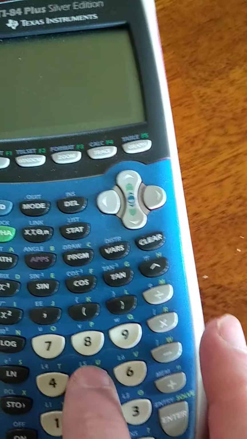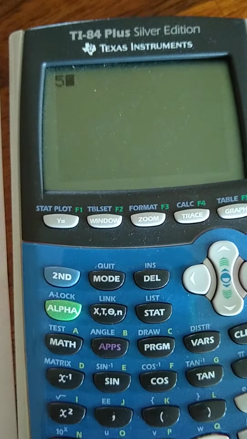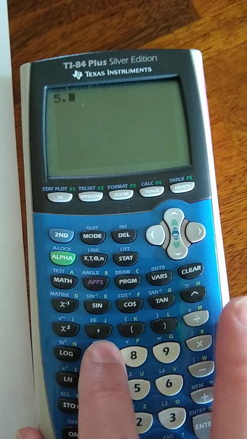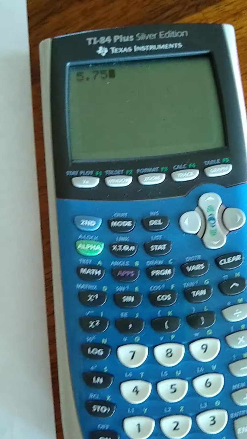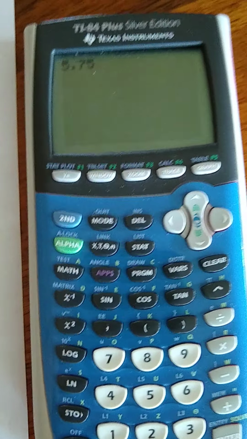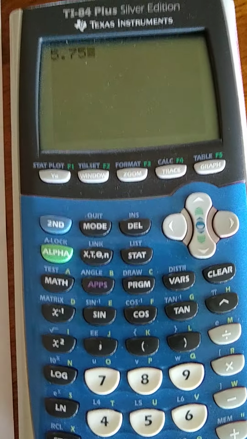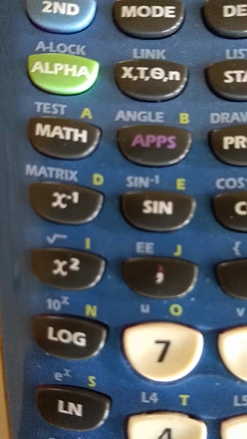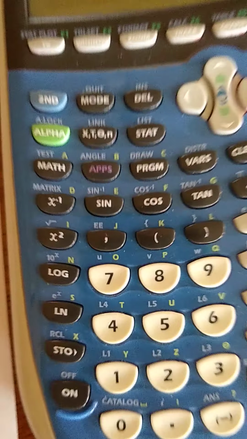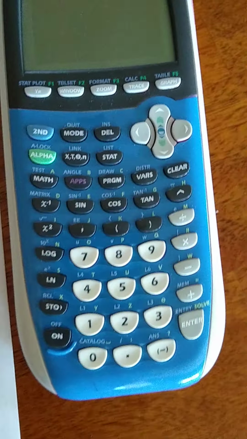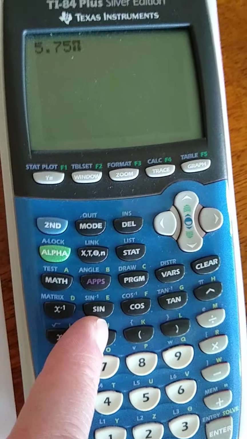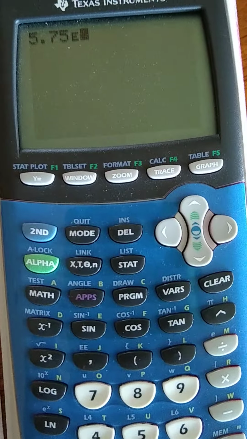So I'm going to type in 5.75, and then to type in scientific notation, there's a couple ways you can do it. I like to use the EE button, and that is right there above the 7. If your calculator doesn't have it, don't worry. There's other ways to do this, but I'm going to do it that way first. So I'm going to hit second function, the EE button, and then I'm going to type in 24.